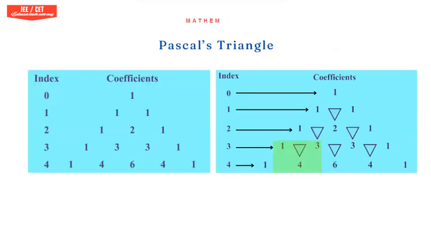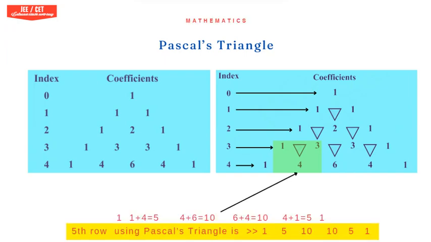This is called Pascal's triangle. Using Pascal's triangle approach, we can find out the coefficients of nth index if we know the coefficients of index value n minus 1. In the diagram, it is shown below how to find out the coefficients of the fifth index row using the fourth index row.